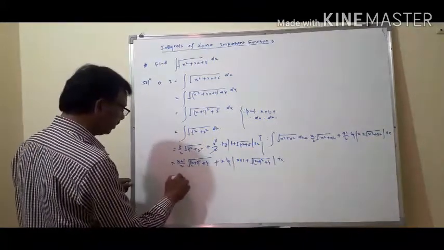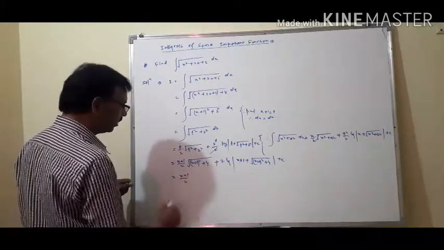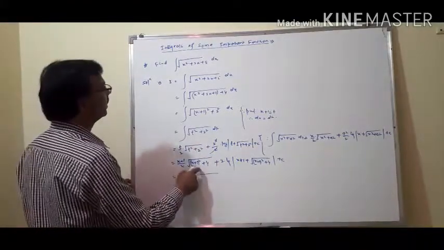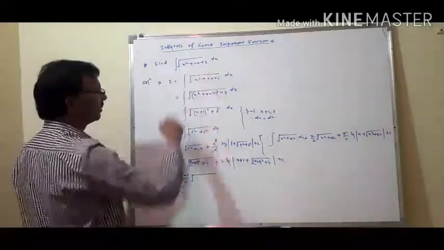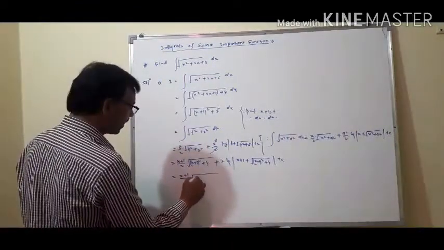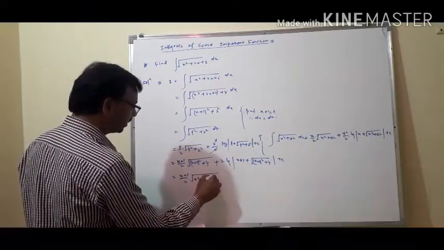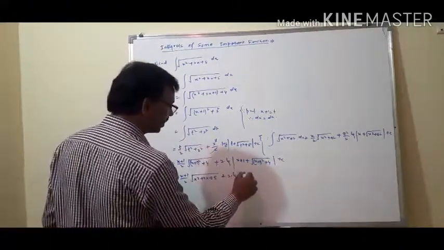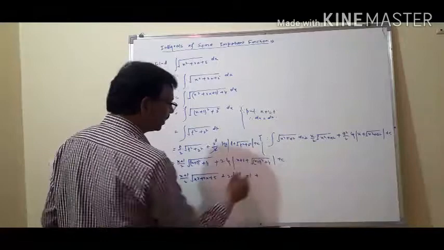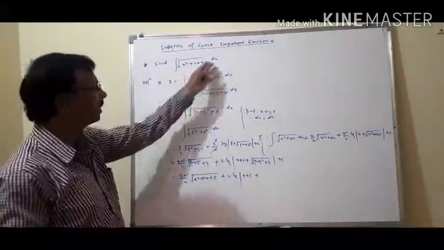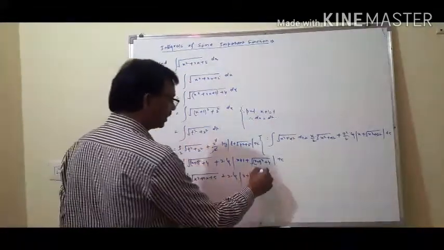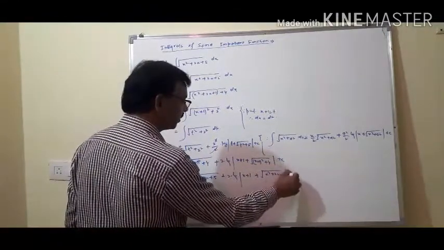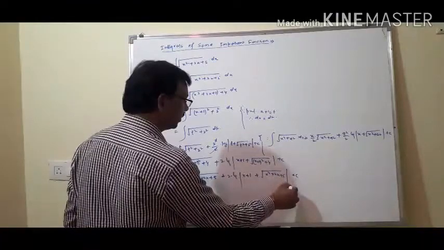This will be equal to x plus 1 whole upon 2 into root under, if we expand this, then this will be x square plus 2x plus 5, plus 2 into log of x plus 1 plus root under, this will also be x square plus 2x plus 5, plus c. This will be your answer.